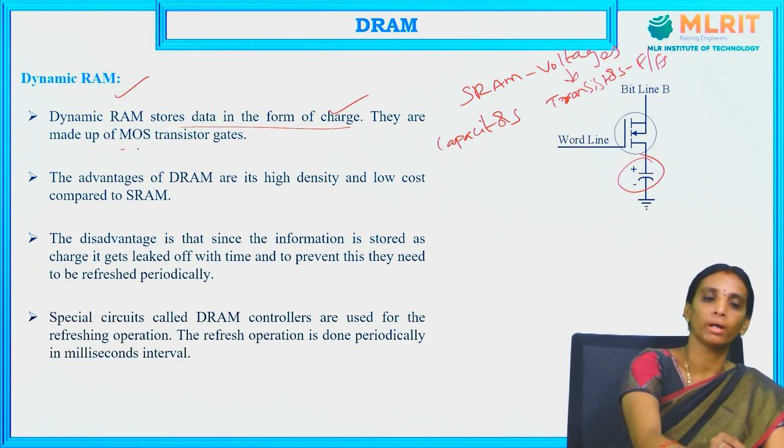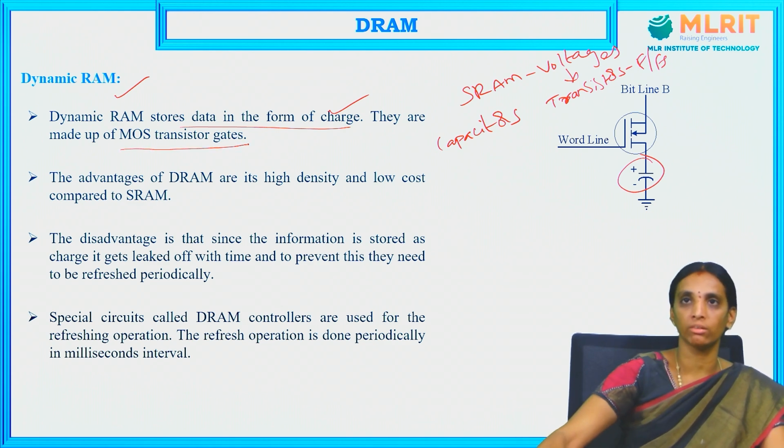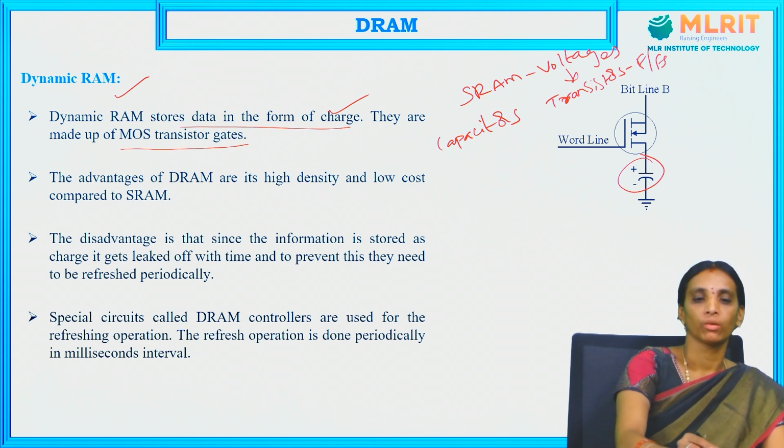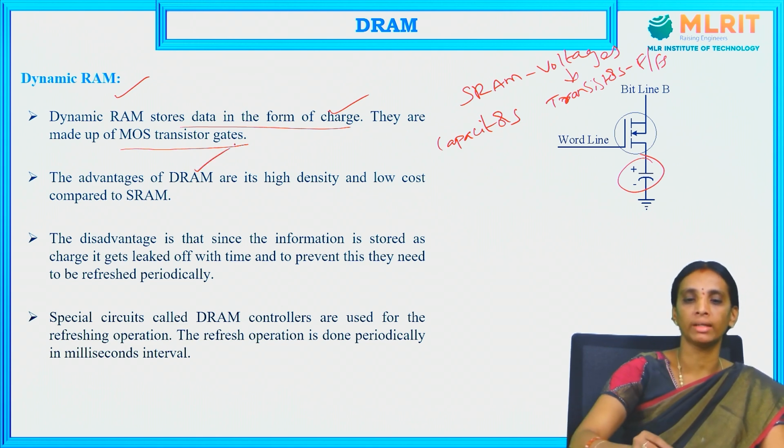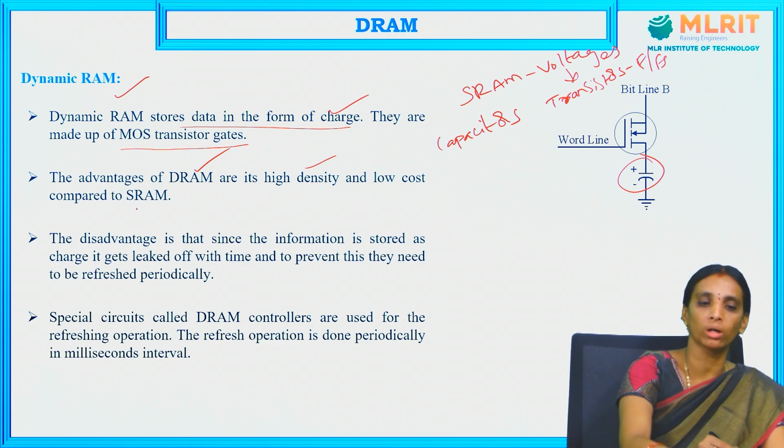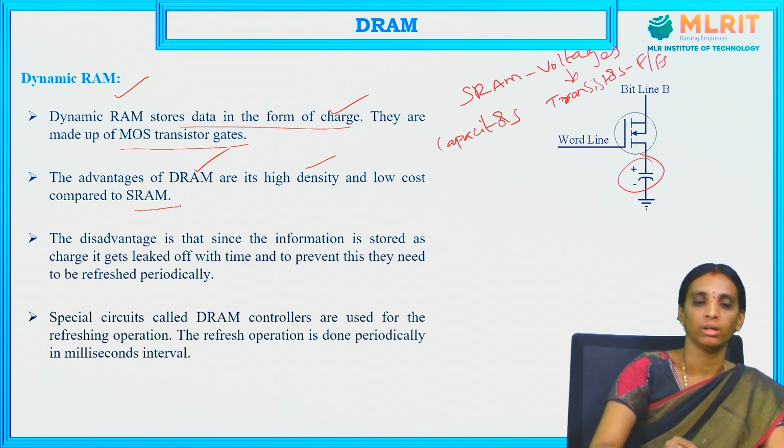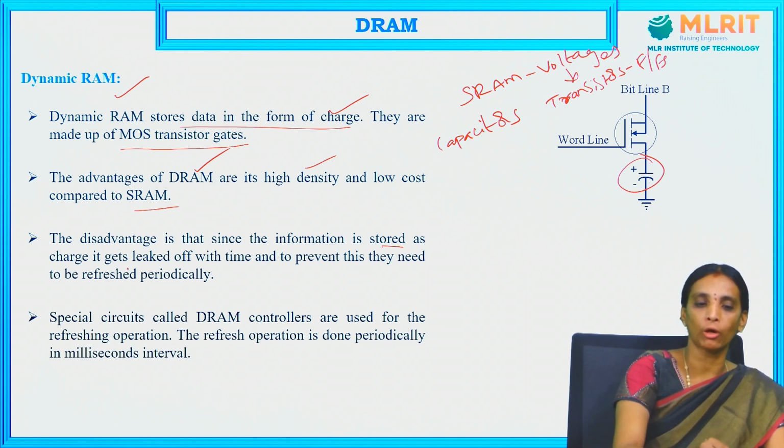So they are made up of MOS transistor gates which are used for enabling the capacitances. So the advantage of dynamic RAM is its high density and low cost compared with SRAM. The disadvantage is that it stores the value in the form of charge in the capacitors, so there is a possibility of it leaking off with time, and it should be refreshed periodically.